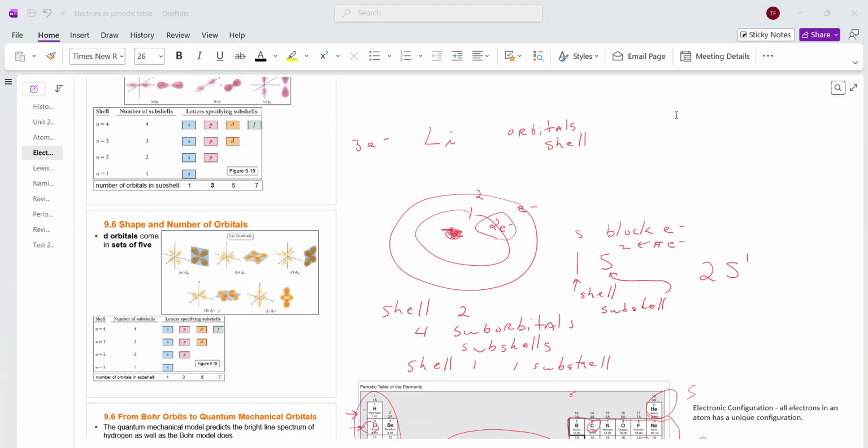Additionally, we're not going to cover this on Saturday, but Bohr's atom also said that electrons can jump from one orbital to the next and come back. And that's how fluorescent lights work. That's how lasers work and LEDs and all that stuff.